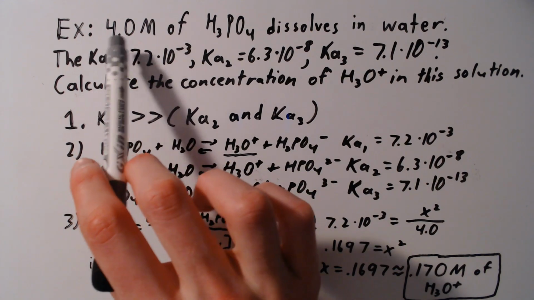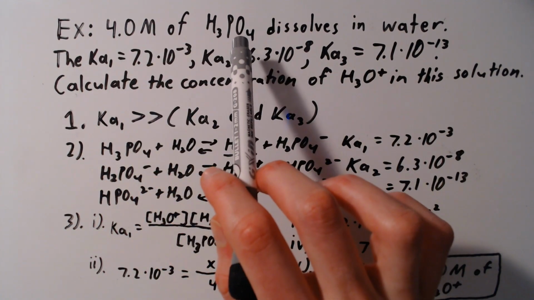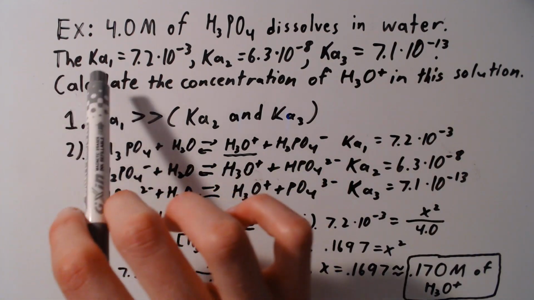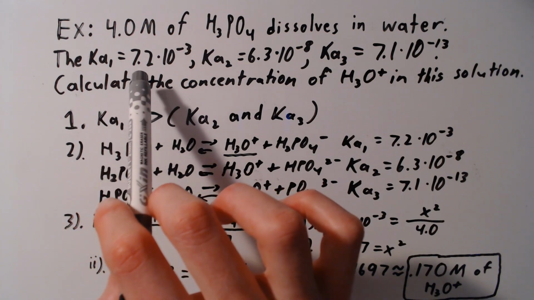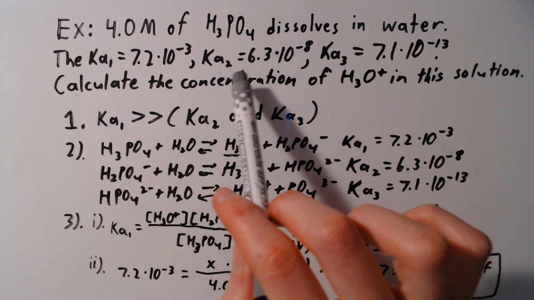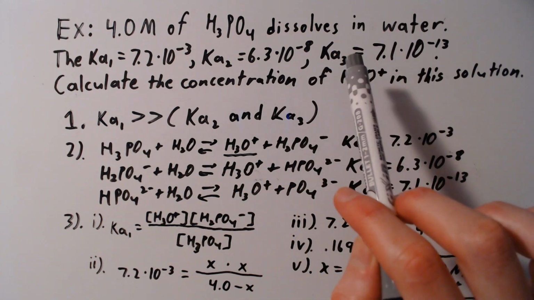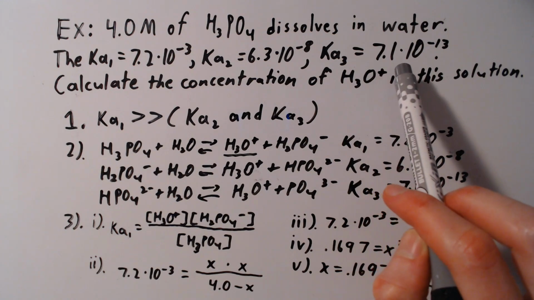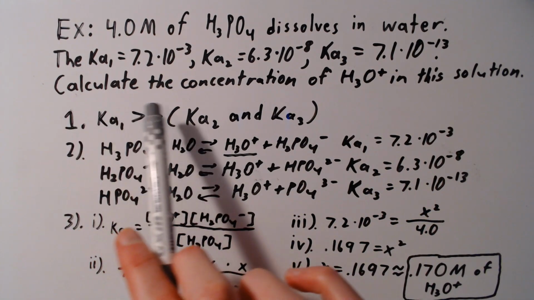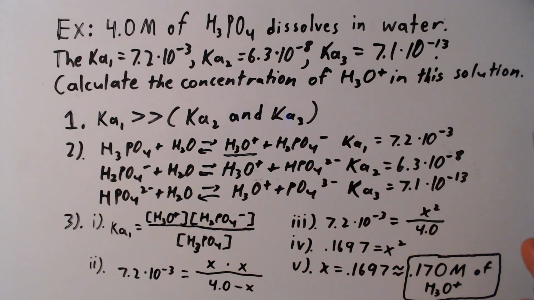Let's say we have 4 molar of H3PO4, otherwise known as phosphoric acid, that dissolves in water. The Ka1 for this acid is 7.2 times 10 to the negative third. The Ka2 is 6.3 times 10 to the negative eighth. And the Ka3 is 7.1 times 10 to the negative 13th. And we would like to calculate the concentration of H3O plus in this solution.